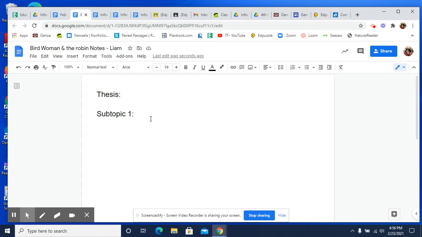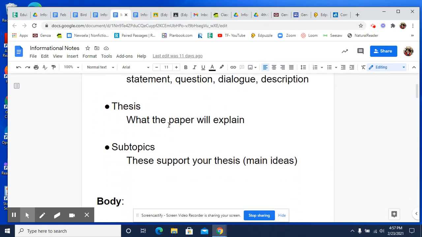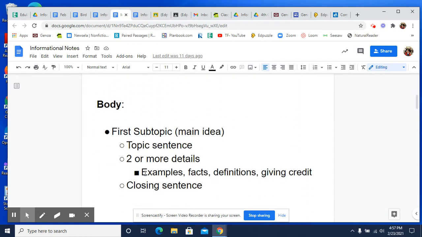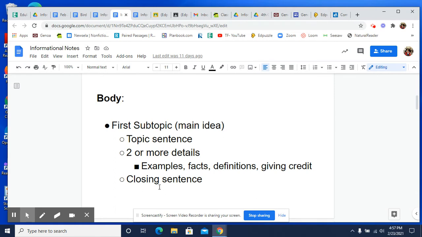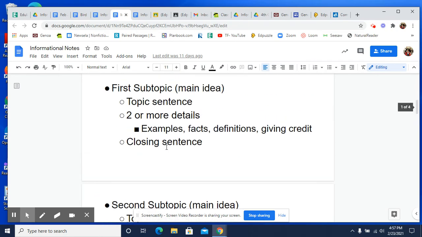All right. So our thesis: both Bird Woman and the Robin helped others by giving their people fire, or giving fire to the land, or however you want to say it. What are our two subtopics? In the body of our essay, let's see if I go back to this. Okay, so we already have this. We're working on this right now. Our first subtopic is going to be the first paragraph of the body, and then the second subtopic is the second paragraph of the body.